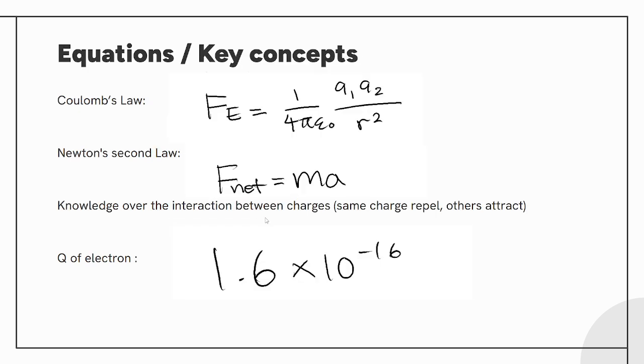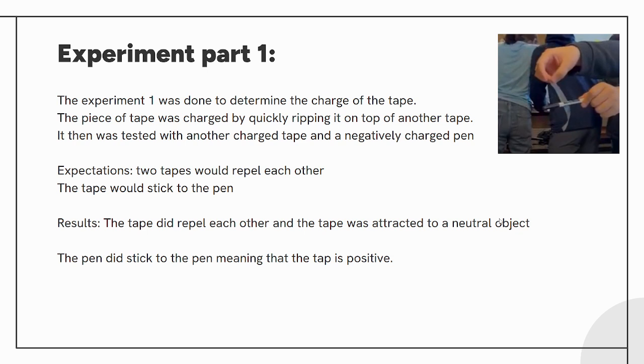Alright, and the key equations you have to know: Coulomb's law, which is just the physical constant times the two charges divided by the distance squared. Newton's second law is just mass times acceleration. You also need to know the interaction between charges, so same charges repel and opposite charges attract, and the charge of an electron, which is 1.6e-19.